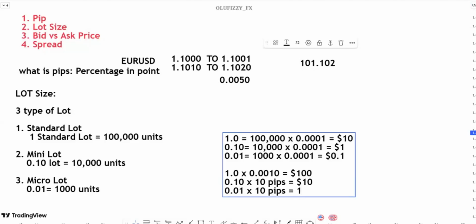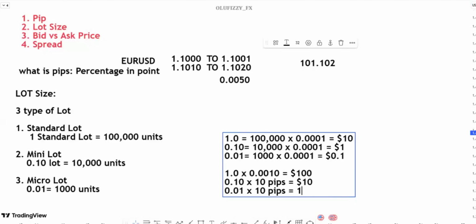So before you enter any trade, the first thing you want to ask yourself is how much are you risking on this particular trade? That is what is going to determine the lot size you're going to be using based on your stop loss. I will still explain how you can calculate that as we proceed. So that's just the easy part of it.